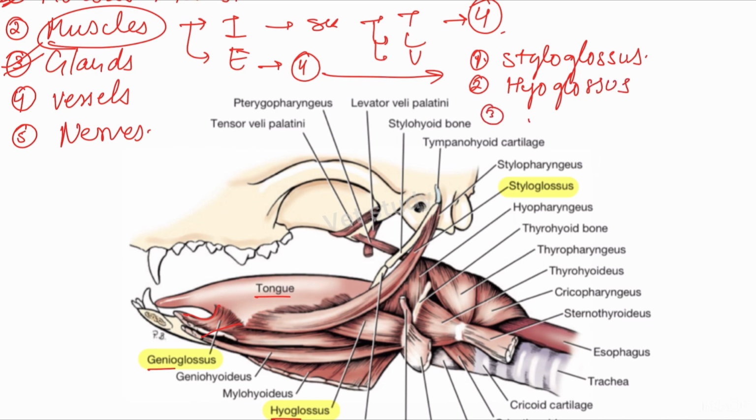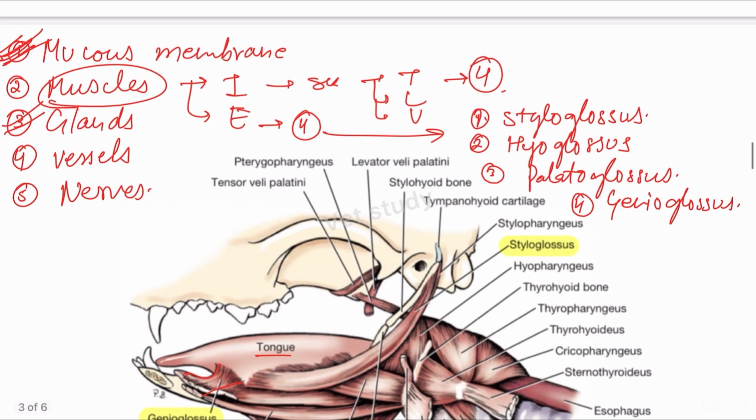The third one is the palatoglossus, and the fourth one is the genioglossus. So these are the four main muscles, right? Now let's discuss their attachments.